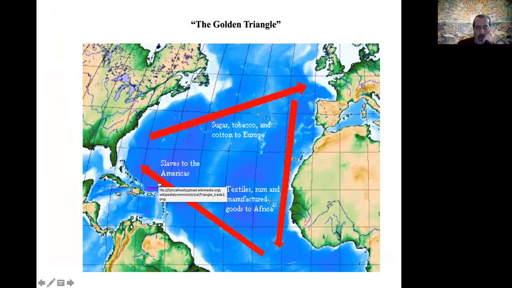And okay, so mercantilism, mercantile capitalism, this is the basis of the famous golden triangle. I took this from Wikipedia again. This shows the trade routes between Europe, Africa, and the Americas, basically. This is very interesting. A ship starts its journey from England, Liverpool, London, whatever, and goes to Africa, collects slaves, right, basically. And in return, they pay textiles, rum, and manufactured goods to Africa.